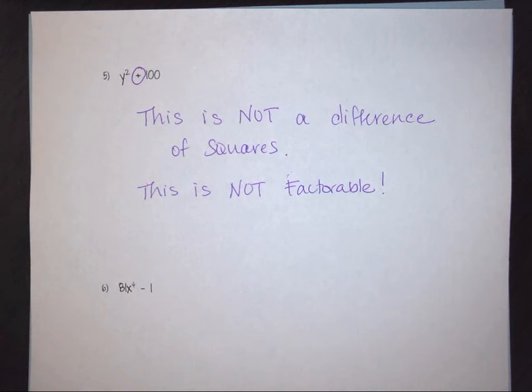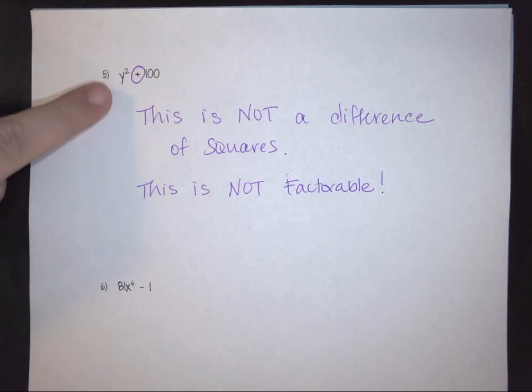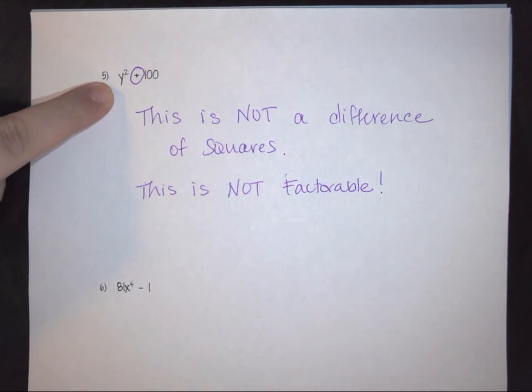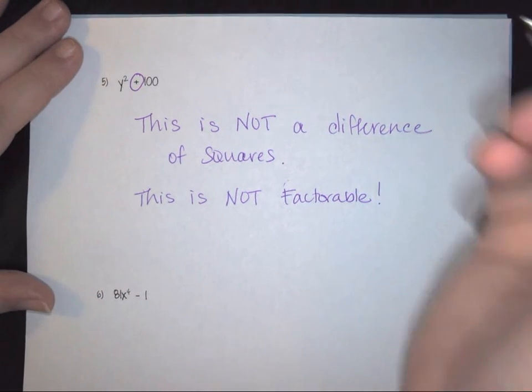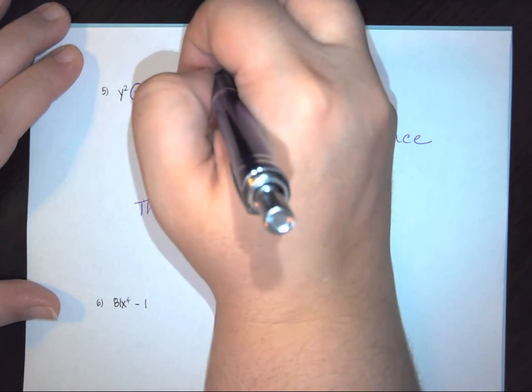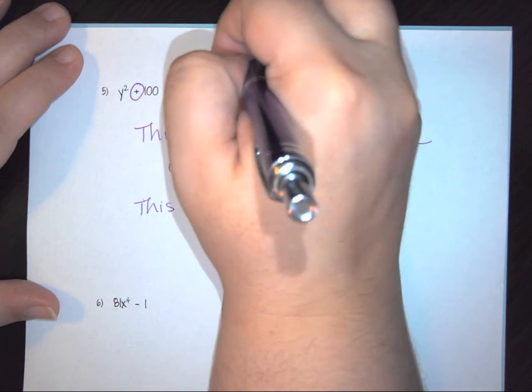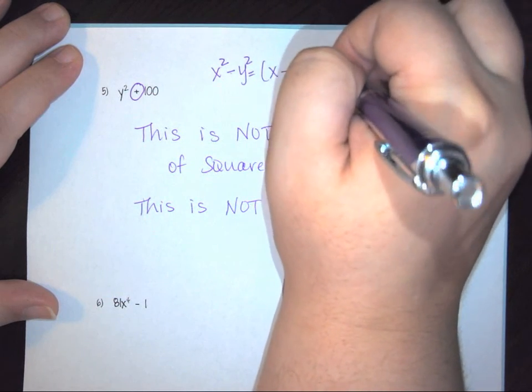So when you're looking at these, you need to pay very close attention to the operation that you have. If you have two terms and your operation is addition and your terms are squares, they're not factorable. And the reason for that is because, take a look at the equation. The equation we're supposed to use is that x squared minus y squared is the same as x minus y times x plus y.